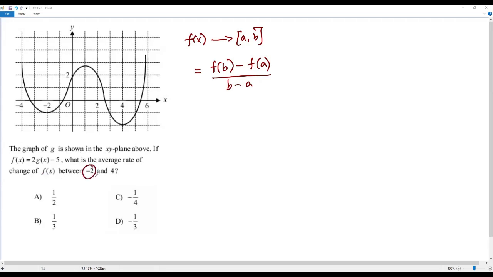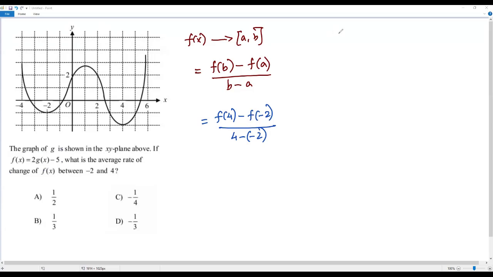Here the left side boundary value is negative 2. That is, for a we have negative 2 and for b we have 4. So I plug in negative 2 for a and 4 for b. Then I am getting f of 4 negative f of negative 2 divided by 4 negative of negative 2. Now we need the value of f of 4 and f of negative 2. For that we can use the function f of x given over here.